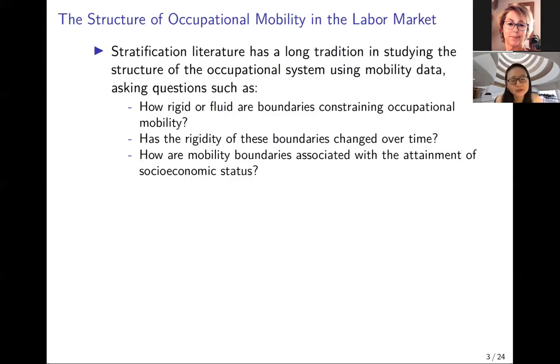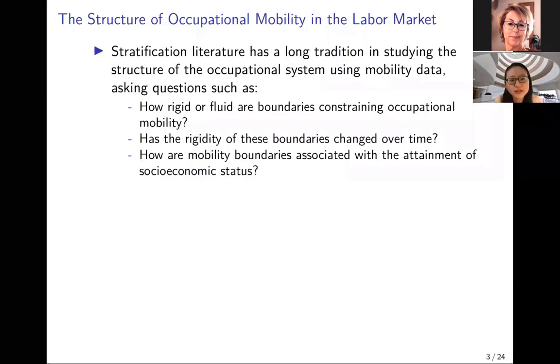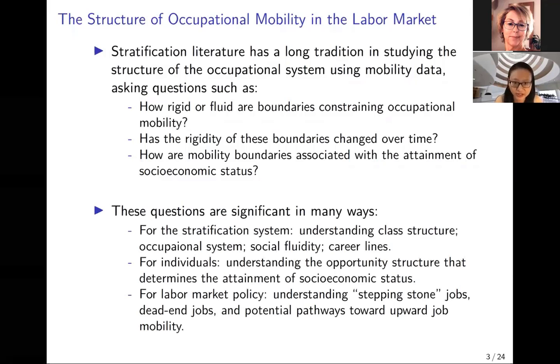We also care about how these mobility boundaries are associated with outcomes measured in terms of socioeconomic status, like earnings, income, skill levels, or even political attitudes. These are the questions typically asked in the long tradition of the stratification literature. And these questions are significant because they give us insights into the class structure of the system, its fluidity, and how career lines are structured, if you think about Spilerman's earlier work on career lines.